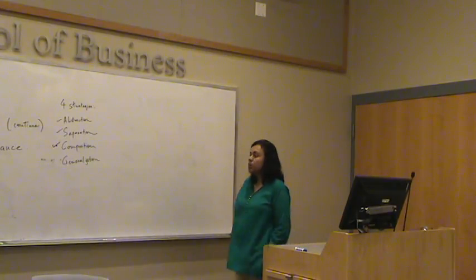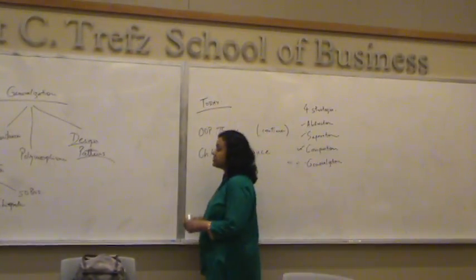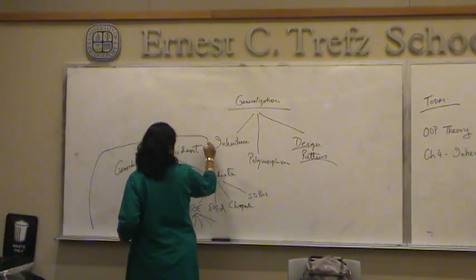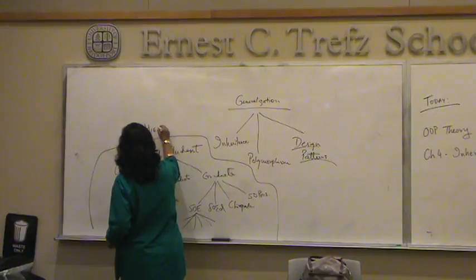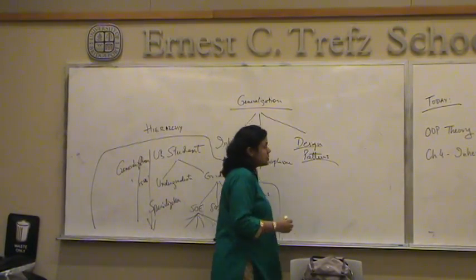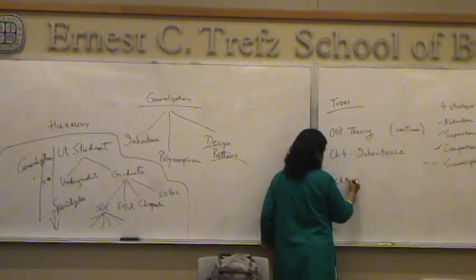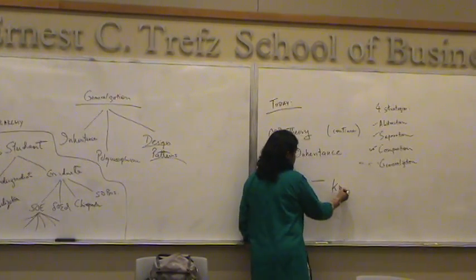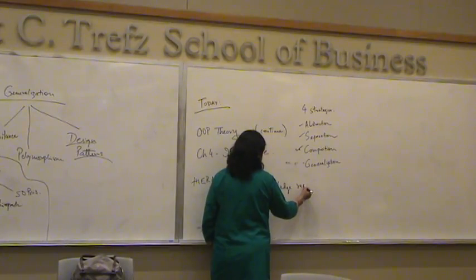Then you say, what kind of characteristics does a hierarchy have? So this structure here is known as a hierarchy. So when we look at characteristics of a hierarchy, we say it's a form of knowledge representation. That's one.